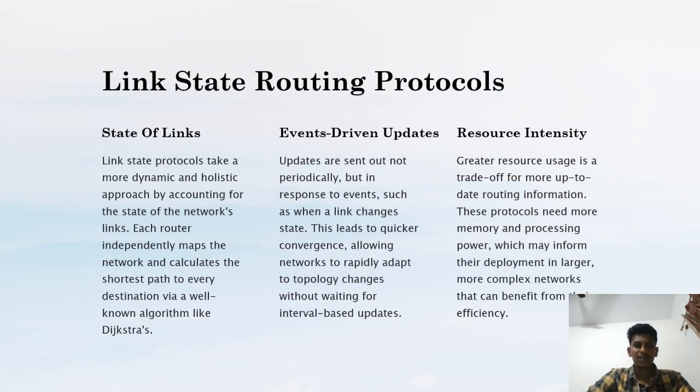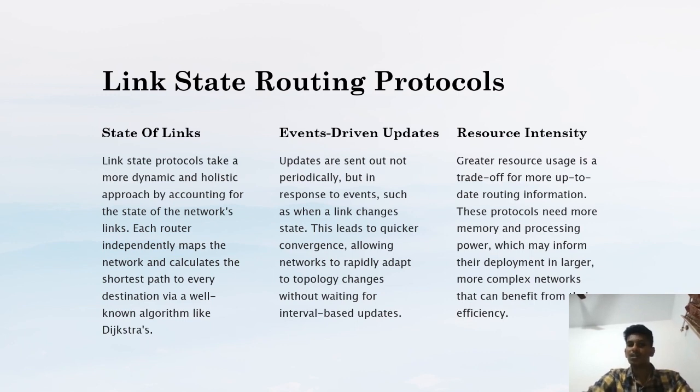Link state protocols. State of links. Link state protocols take a more dynamic and holistic approach by accounting for the state of the network's links. Each router independently maps the network and calculates the shortest path to every destination via well-known algorithms like Dijkstra's. Event-driven updates. Updates are sent out not periodically but in response to events such as when a link changes state. This leads to quicker convergence, allowing networks to rapidly adapt to topology changes without waiting for interval-based updates.